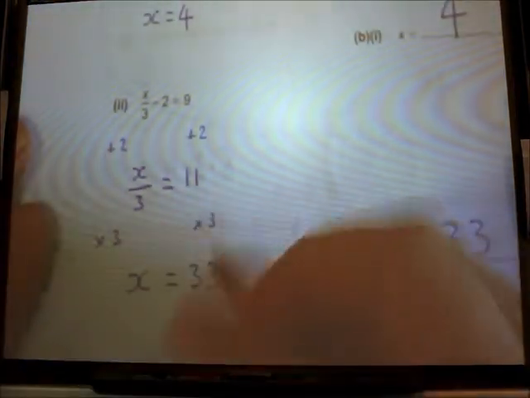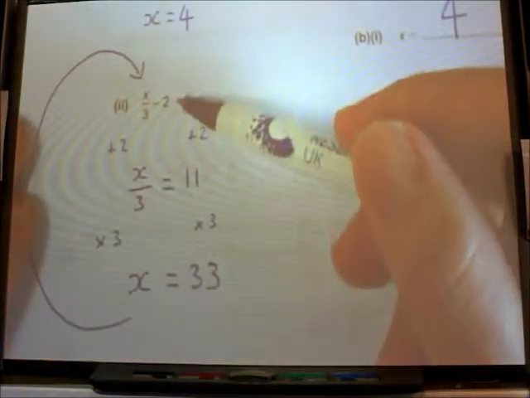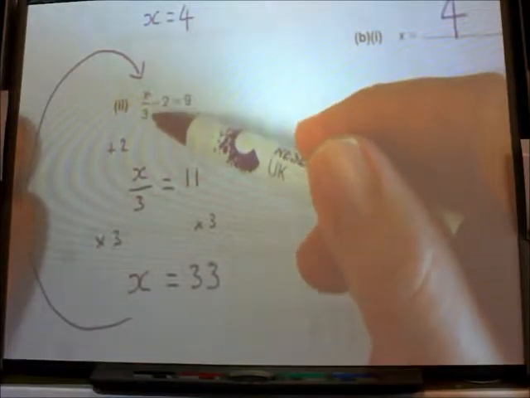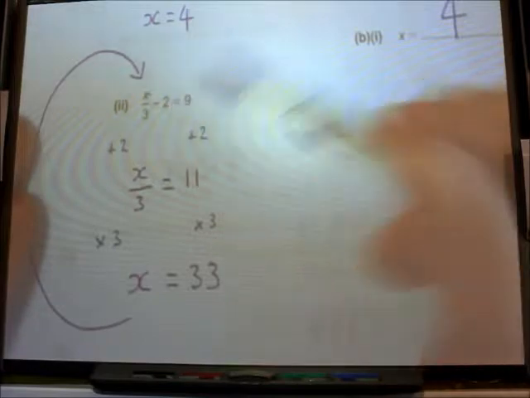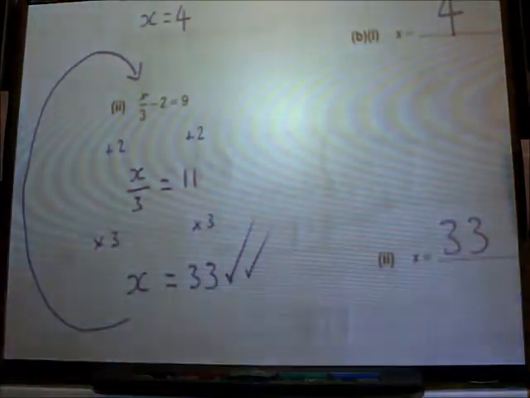Always substitute your answer back into the top. So let's work this through. If x is 33, 33 divided by 3 is 11. 11 take away 2 gives you 9. You can almost mark that question yourself if you've done that.